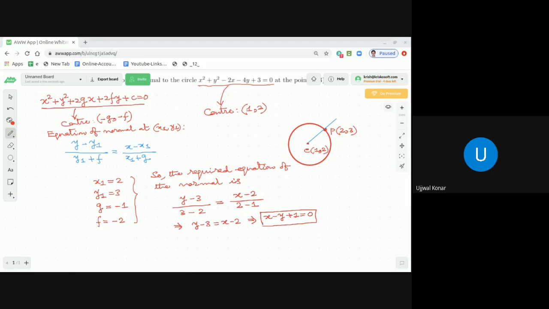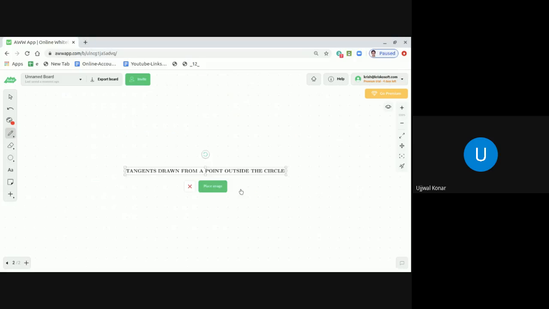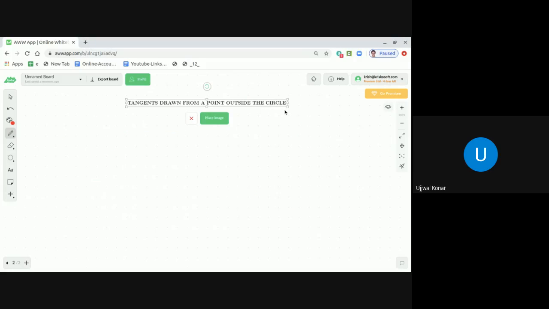Clear, dear students? I hope it is absolutely clear. Now, the next point we're going to discuss, dear students, is the tangent drawn from a point outside the circle. So how it looks, and then we will discuss the equation of the tangent. There are some very interesting points also I will mention. Very carefully listen to this particular statement I'm going to make.